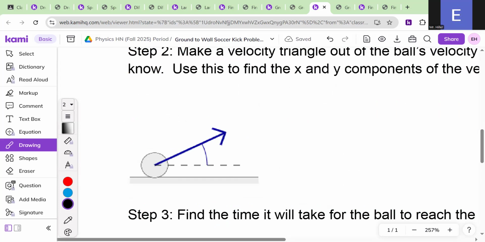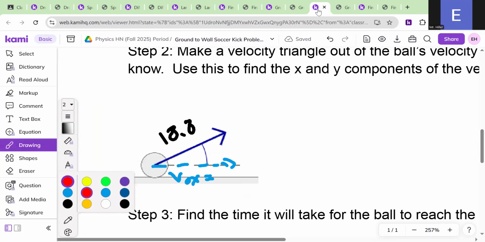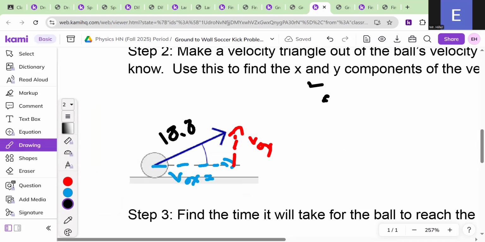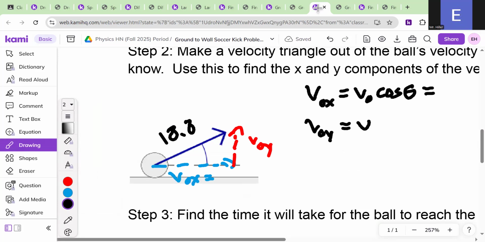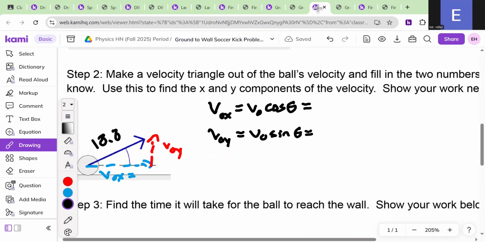Now you can see step 2, find the x components of that velocity. So for me, I'm going to go 18.8. I got to find V naught x, and then I got to find V naught y. Okay. So V naught x is V naught times the cosine of the angle. Plug into that. V naught y is V naught times the sine of the angle. Plug into that. I'll plug into mine, you plug into yours.